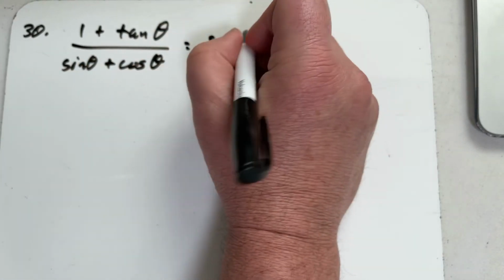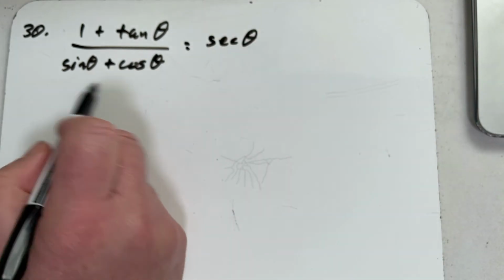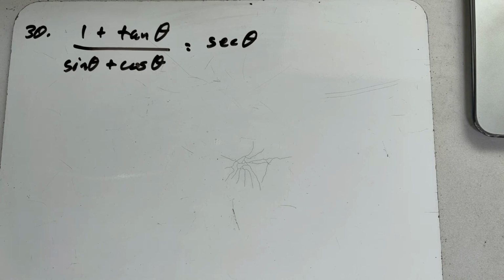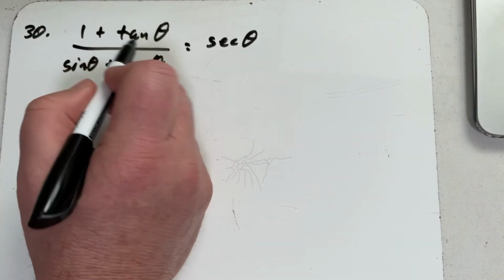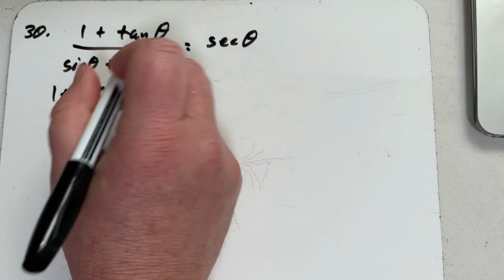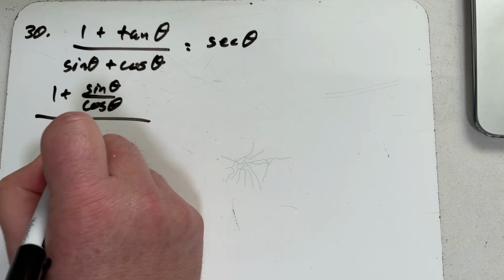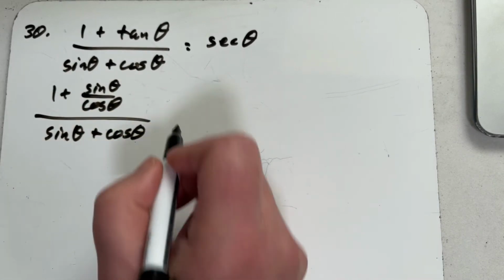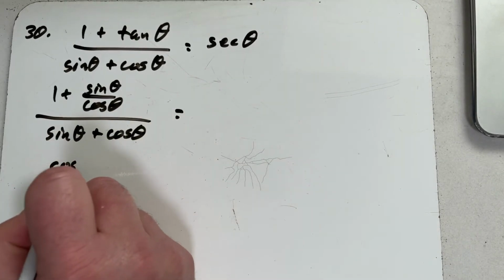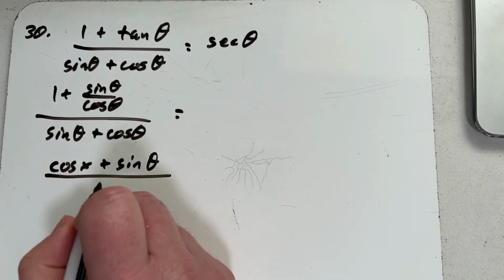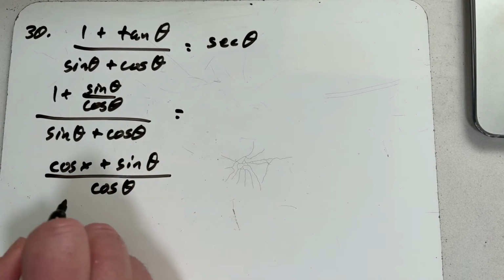Now I have kids every year that see sine plus cosine and they get so like, oh, that equals 1. That's not a Pythagorean identity. Sine squared plus cosine squared is. Sine plus cosine is nothing. So like always, we're going to go ahead and just change this tangent into sine over cosine, and we'll get going. Common denominators. I feel like we're doing the same thing every single time. All over cosine, and you can see where this is going.